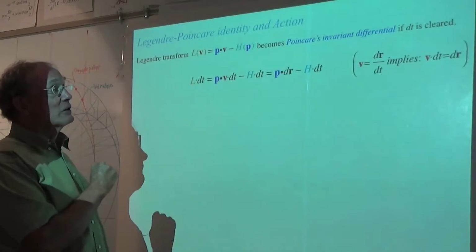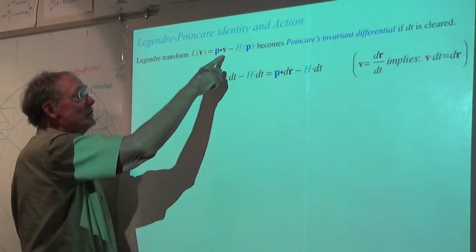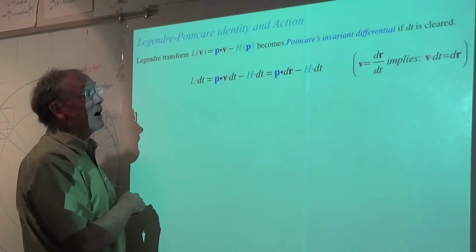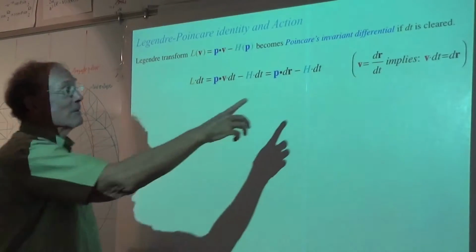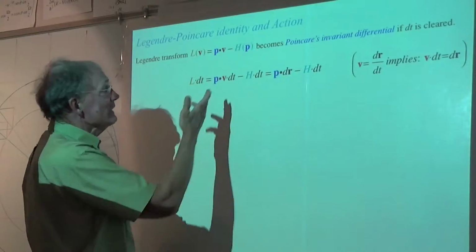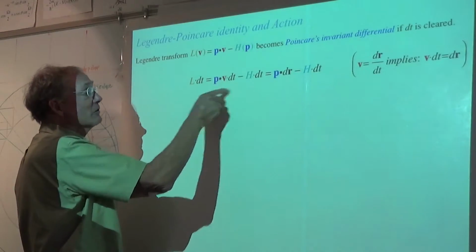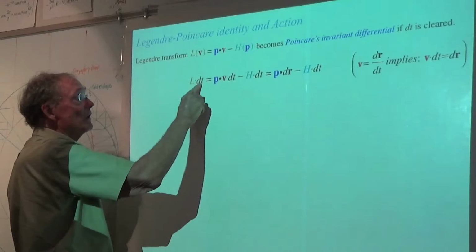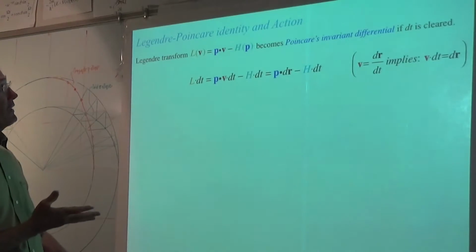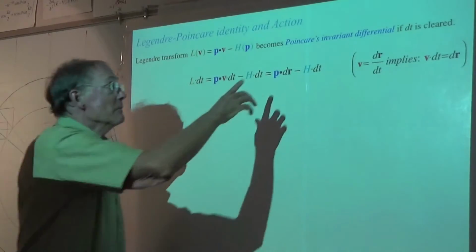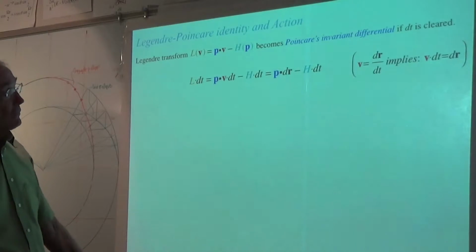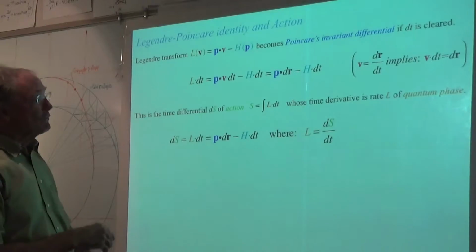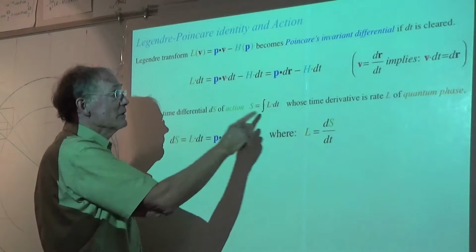Poincaré's invariant differential. If you clear from this the dt that lies in the denominator of a derivative of r, v is dr/dt, okay, so v dt is dr. This thing right here is simply dr. And I multiplied through by dt to make that come out. So this is the Legendre transform differential, if you will. It's really called Poincaré's differential. These guys were working on stuff and coming up with similar things with different interpretations. So this is what is really called the time differential of the action.